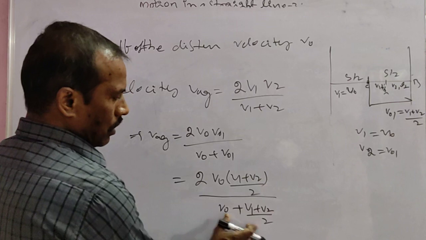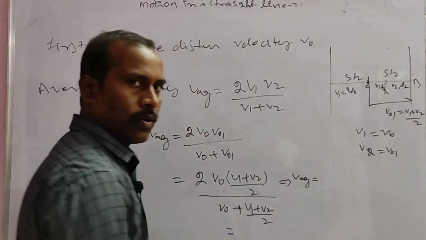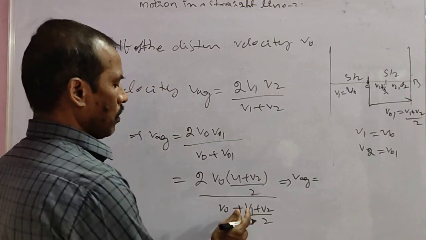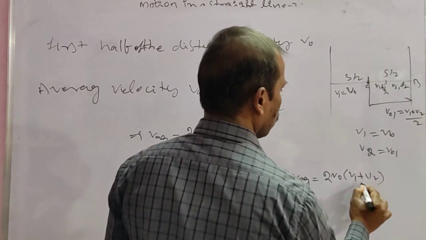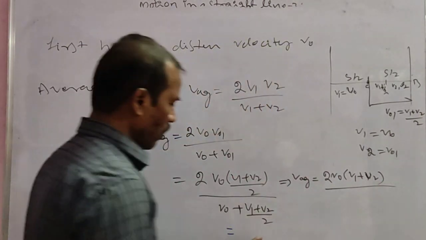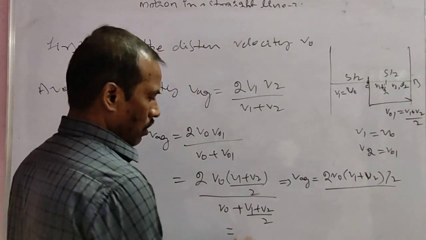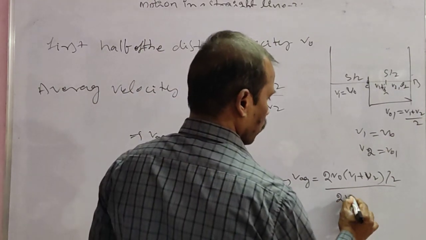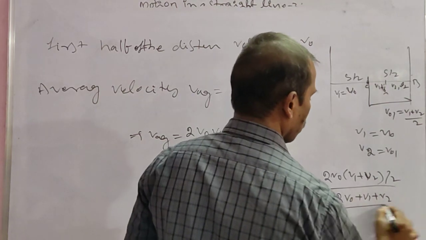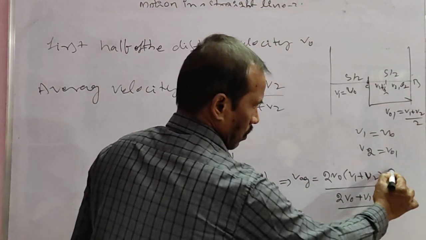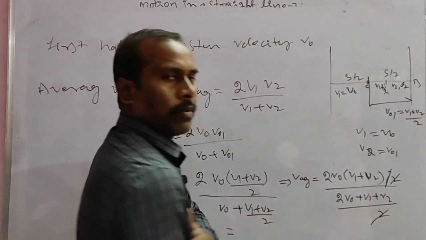Okay, now this is an LCM, cross multiplication simplifies. Average speed, or average velocity, is equal to, just by cross multiplication, 2 v naught into (v1 plus v2) by 2 into (2 v naught plus v1 plus v2). This one by 2 and that one by 2, so the 2 gets cancelled.